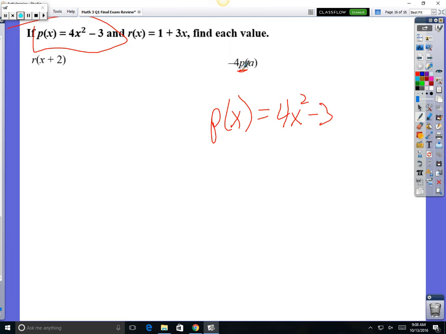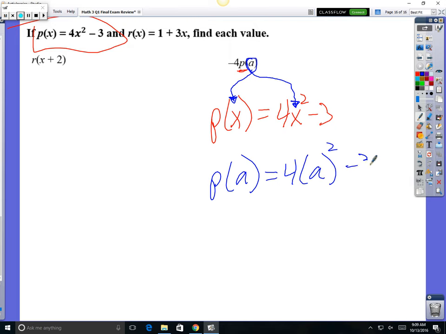Okay, I'm going to do two things. First, I'm going to put a into p. So I'm going to put a into that x and a into that x. So it's going to be p of a equals 4 parentheses a squared minus 3. There's nothing really to clean up here. It's just going to be 4a squared, because the square only goes to the a, it doesn't go to the 4, minus 3.